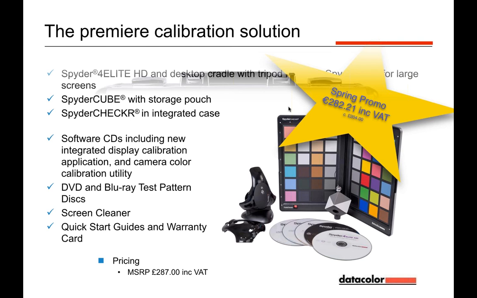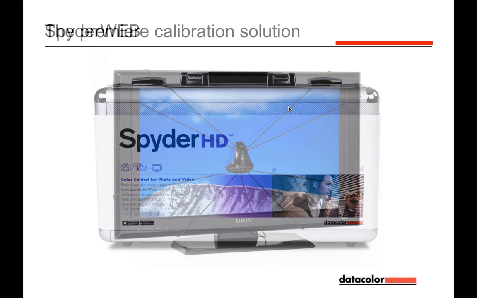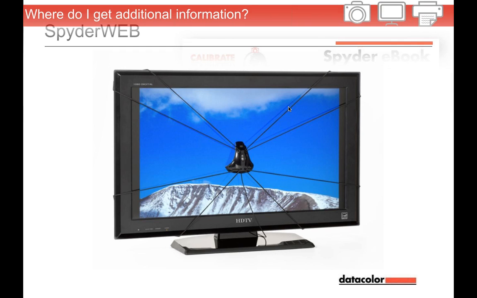So a nice little extra spring promo for you folks. Hopefully that's of interest. It comes in a nice metallized case as well, so it should be nicely protected and able for you to carry it anywhere. And basically, it also comes with something called the SpyderWeb, which allows you to attach your SpyderCHECKR to bigger displays, anything up to about 70 inches in size, basically. As you can see, it's an expandable, rubberized display mount, Spyder mount, I should say.